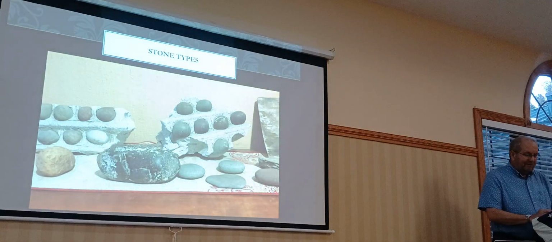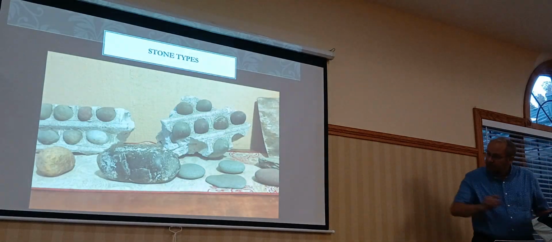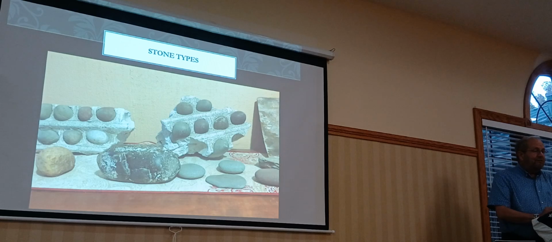There you can see different types of cobblestones. The large one in the center, that's still just a handful. That's called a field cobble. That's what the farmers found in great quantities when they turned the soil over and discovered these nuisance stones that were left. They're very irregular, very not smooth, not polished.